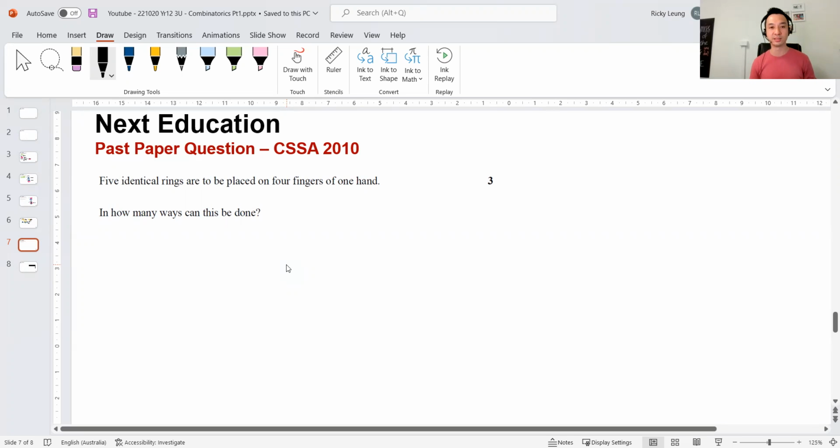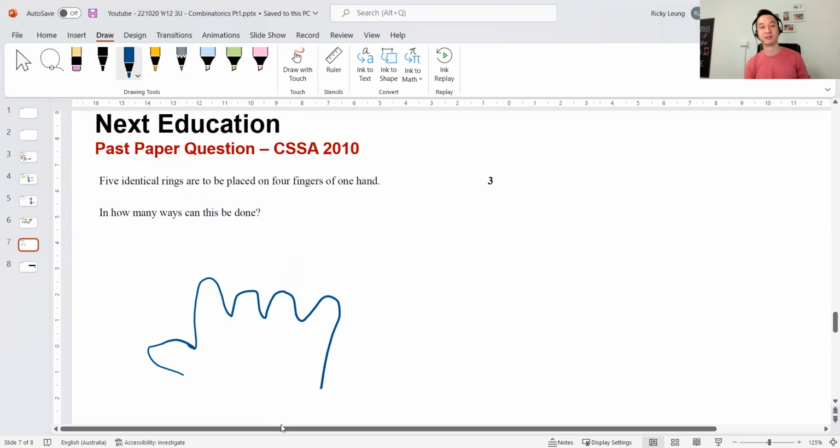5 identical rings are placed on 4 fingers, not the thumb, 4 fingers. So diagrammatically, excuse my drawing, that's a thumb, but I have 1, 2, 3, 4 fingers, so ignore the thumb. I've got 5 rings. So I've got 1 ring, 2, 3, 4, and maybe a 5th one over here. 5 rings. And how many ways can this be done for 3 marks?